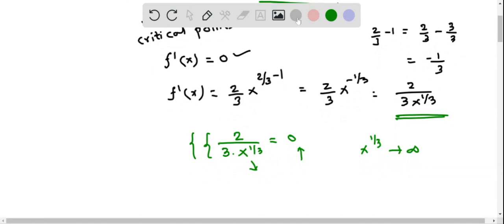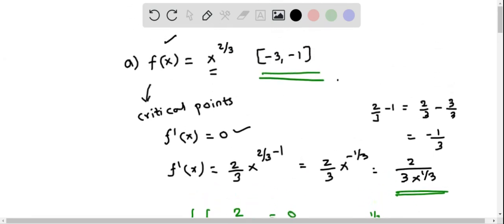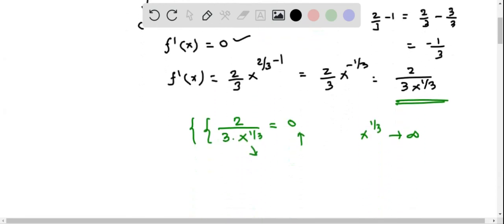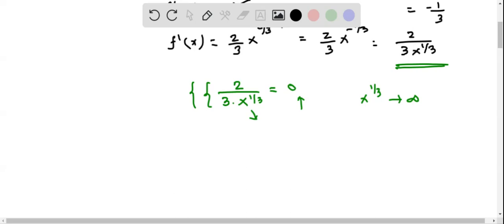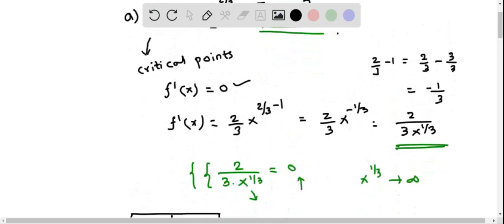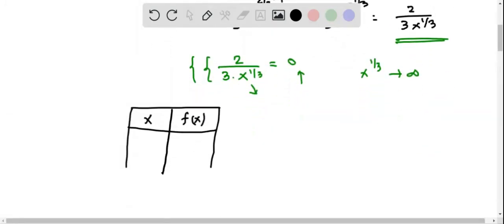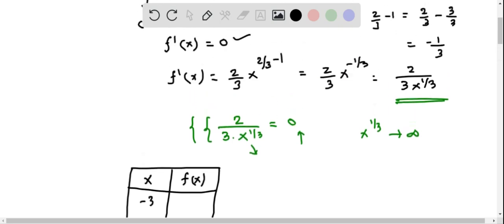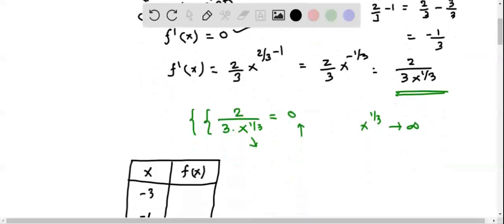However, we can still look for the absolute extrema, that is absolute maximum or absolute minimum, within this interval. For that, we create a table, that is x versus f of x, and then we put the endpoints. The endpoints are -3 comma -1. So I put the endpoints over here, and I determine the corresponding function value at x equal to -3 and x equal to -1.